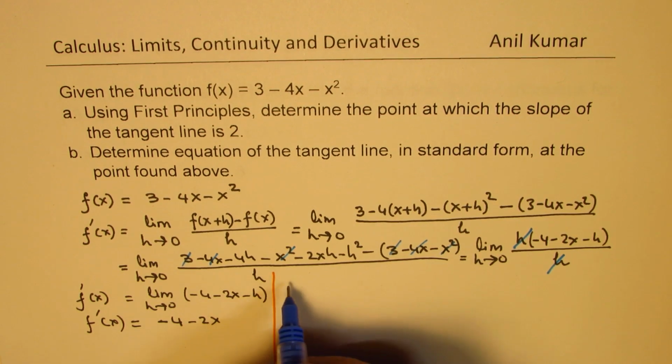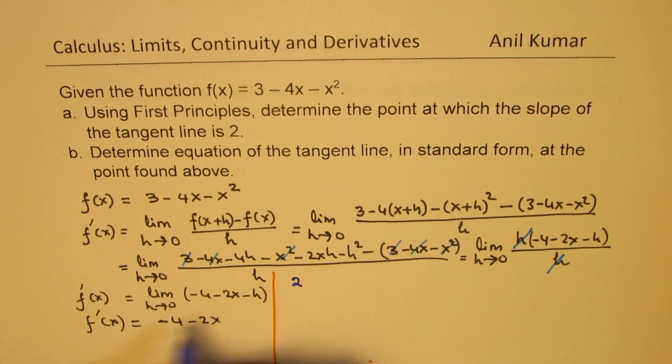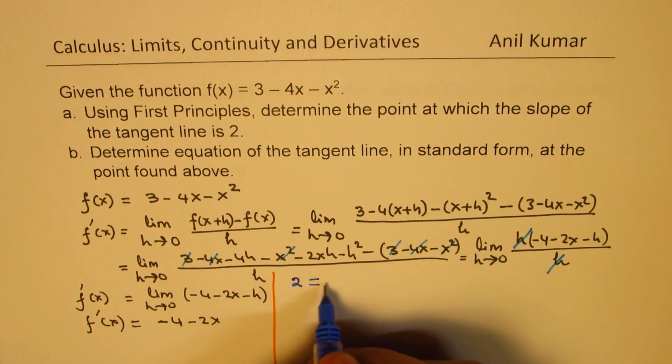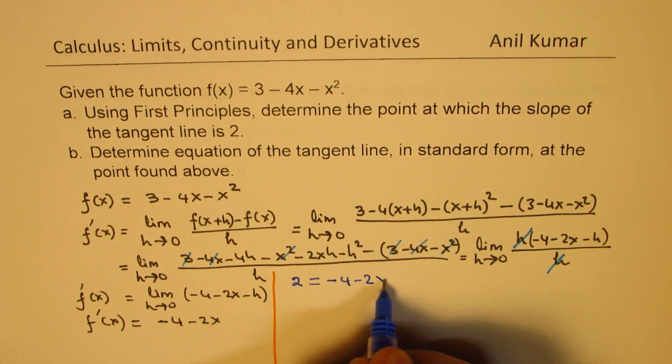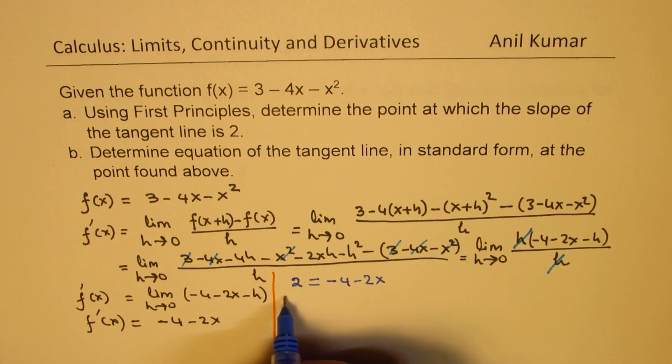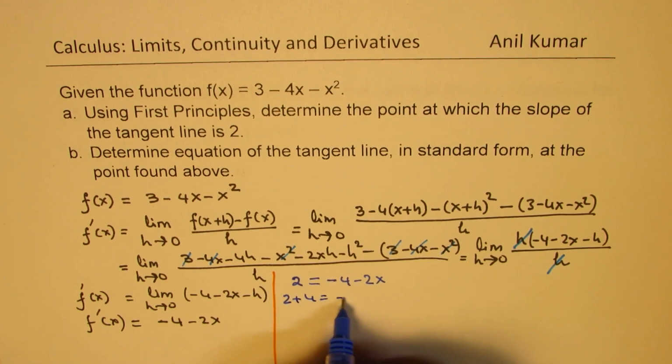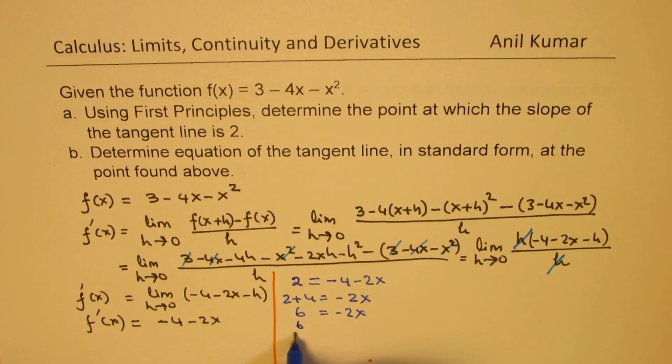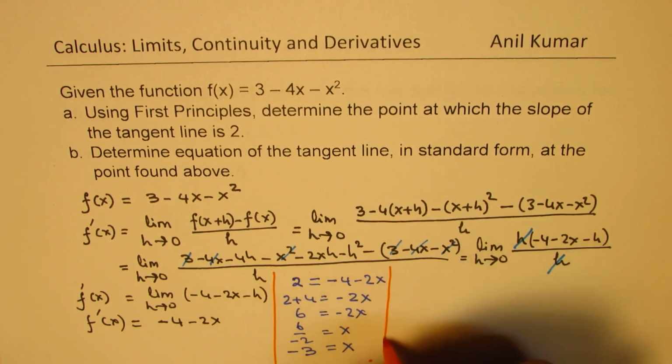So slope is 2. That means we'll equate this to 2 and find the value of x. So we get minus 2x. Bringing it here, we get 2 plus 4 equals minus 2x, which is 6 equals minus 2x. 6 divided by minus 2 is x, which is definitely minus 3. So the value of x is minus 3.